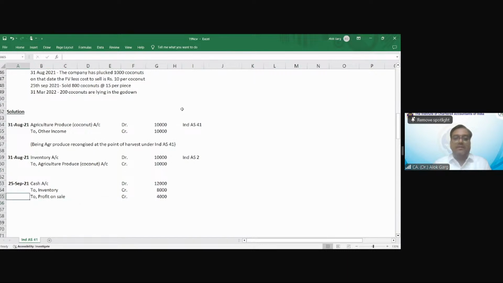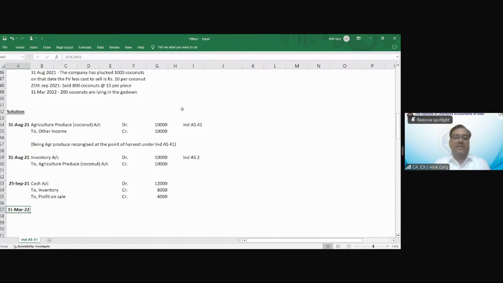Right? Then 31st March 2022. What is the accounting entry on 31st March 22? क्या होगा? 200 कोकोनट गोडाउन में है, तो क्या होगा? 31st March 22 को कोई अकाउंटिंग एंट्री होगी क्या? सर नहीं होगी. Accounting entry will happen if there is an NRV which is lower than cost, right? Cost or NRV, whichever is lower. Correct?